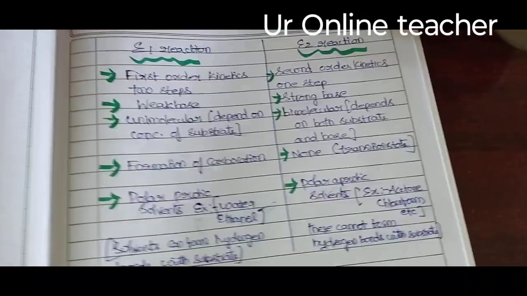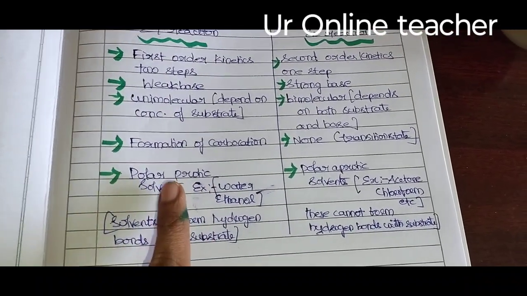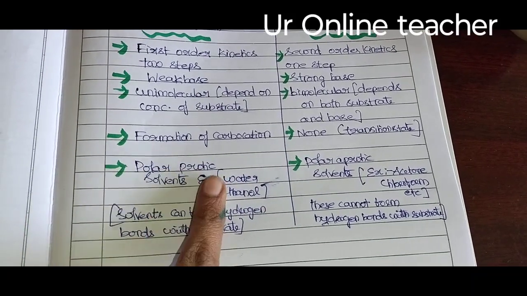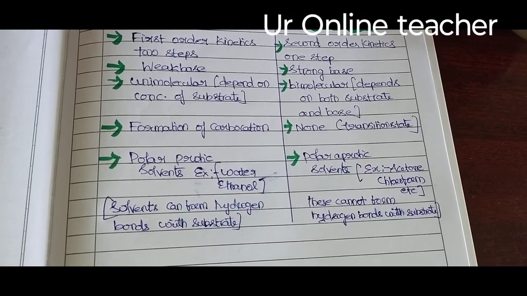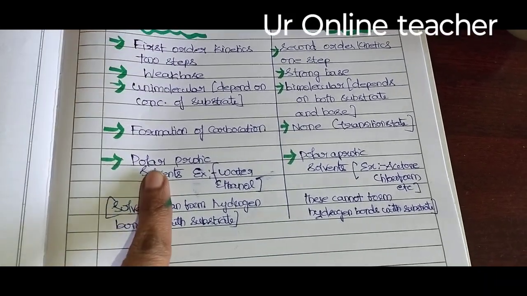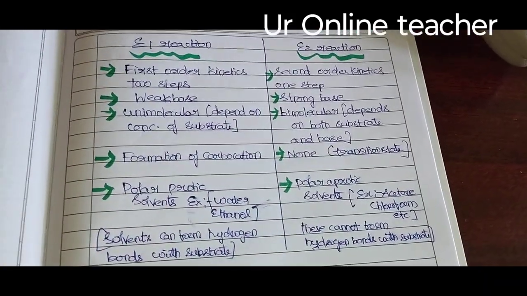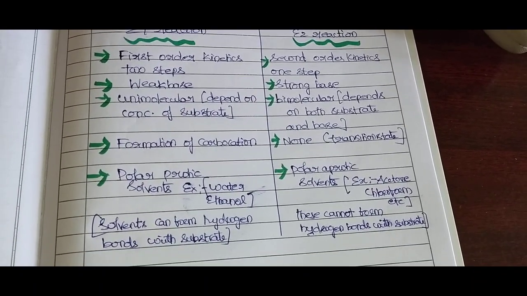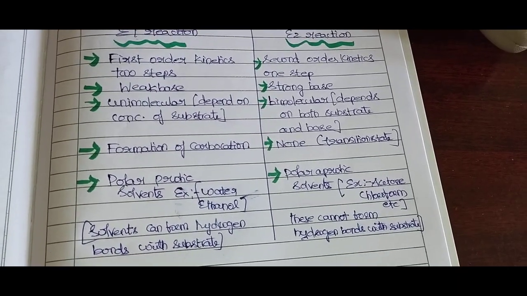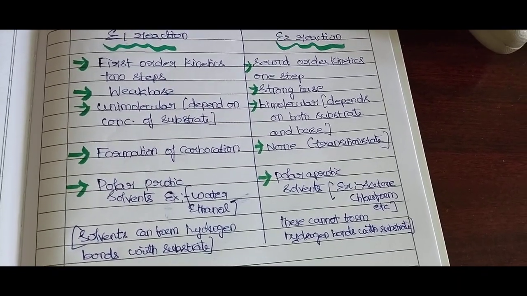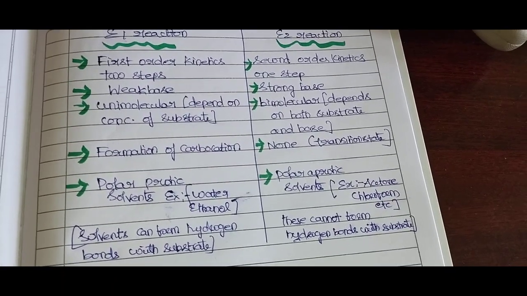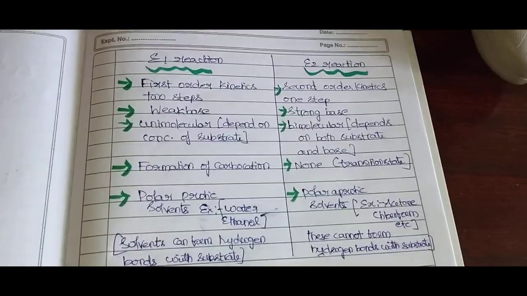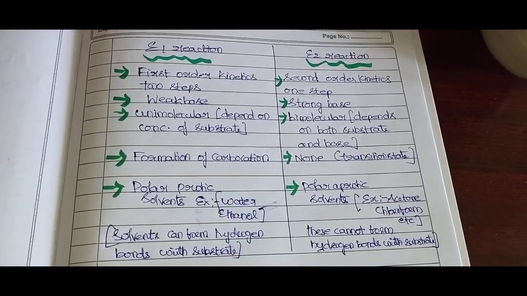E1 reactions take place in polar protic solvents. What are polar protic solvents? Examples are water and ethanol. Polar protic solvents are solvents that can form hydrogen bonds with the substrate. So E1 reactions occur in polar protic solvents, which can form hydrogen bonds. E2 reactions occur in polar aprotic solvents. What are polar aprotic solvents? They are solvents which cannot form hydrogen bonds with the substrate, like acetone, chloroform, etc. So these are the main differences between E1 and E2 reactions.